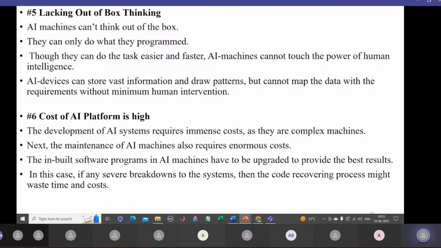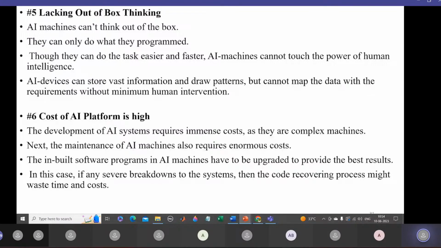Lacking out-of-box thinking: machines cannot think out of the box, and they can only do what they are programmed for. They can do tasks easier and faster, but machines cannot touch the power of human intelligence. That is what we call out-of-box thinking. They can store vast information and draw patterns, but cannot map the data to the requirements. For that they need human intervention.